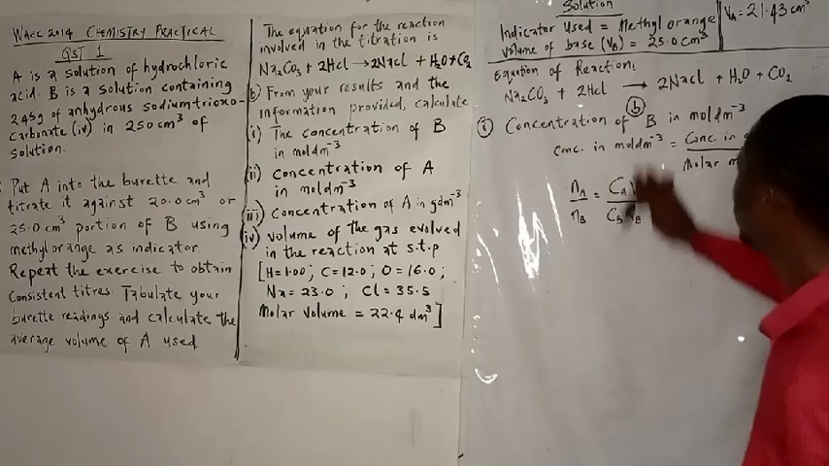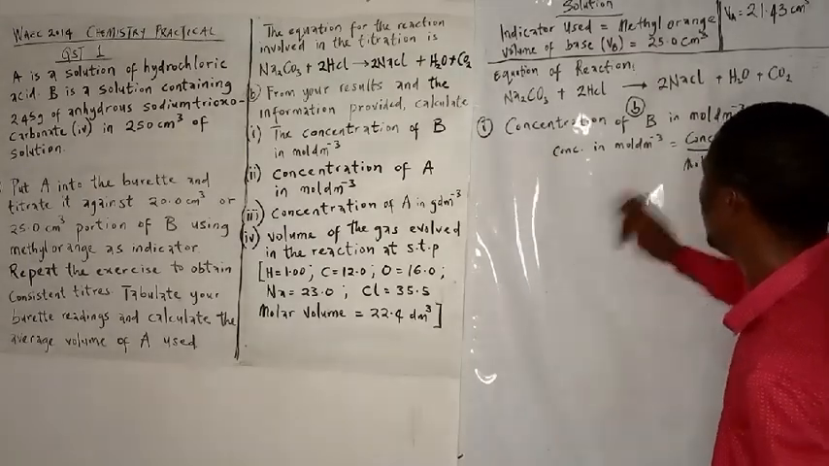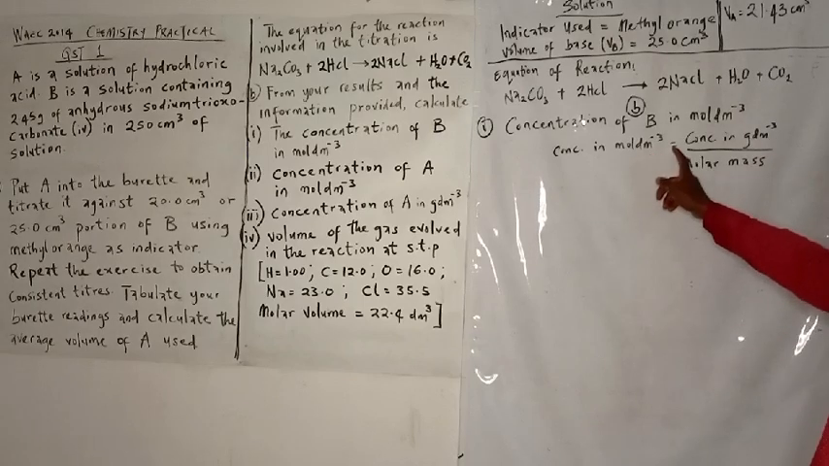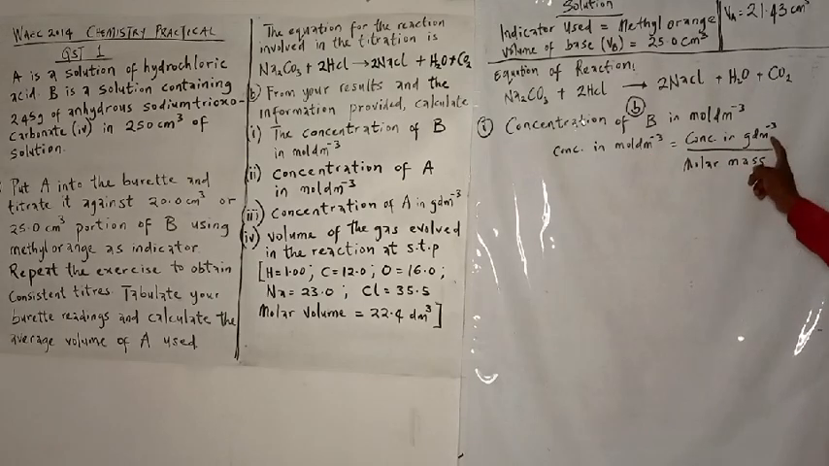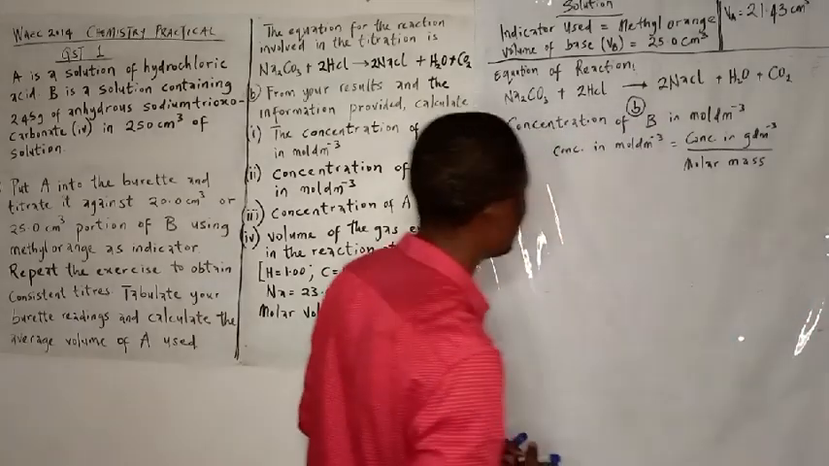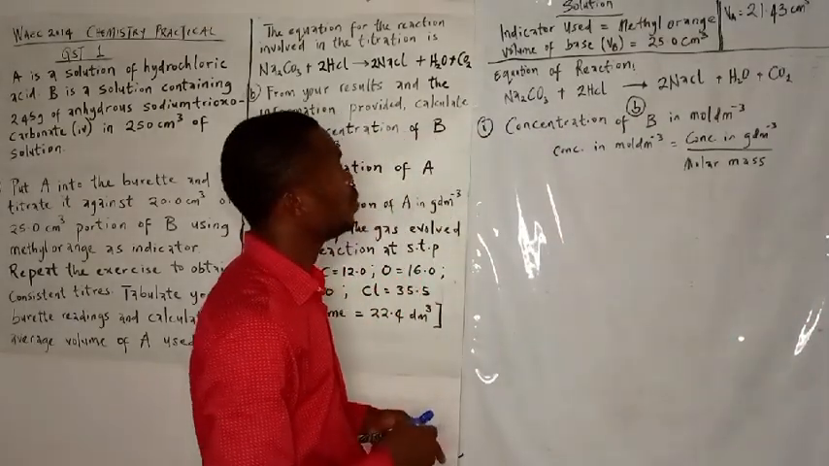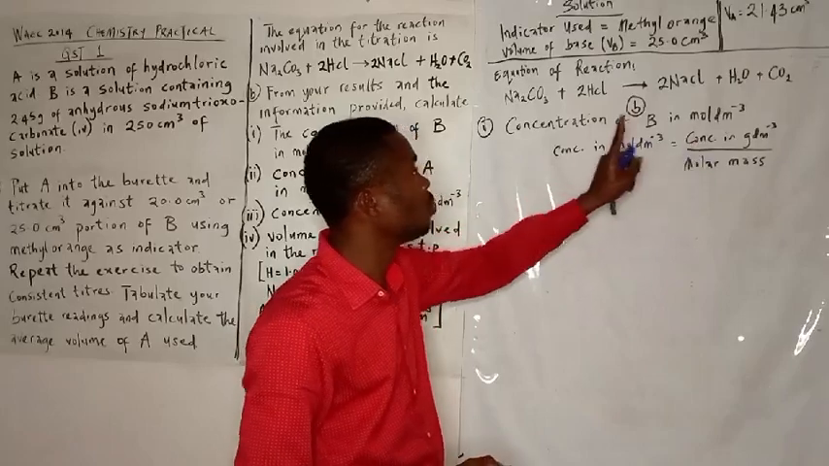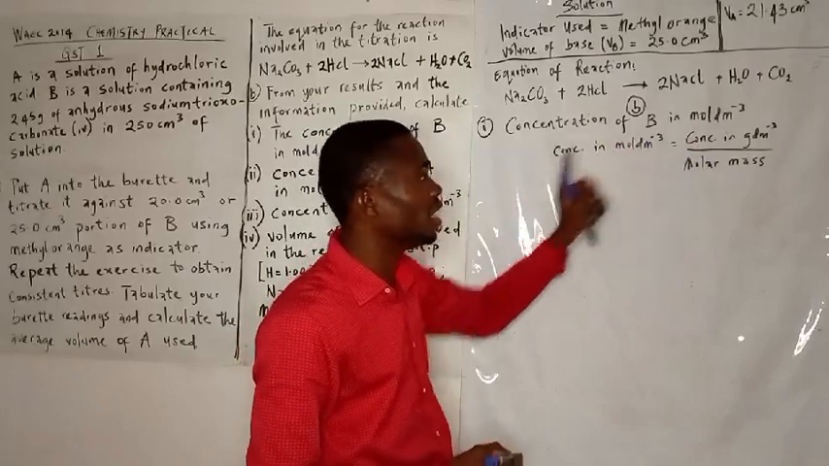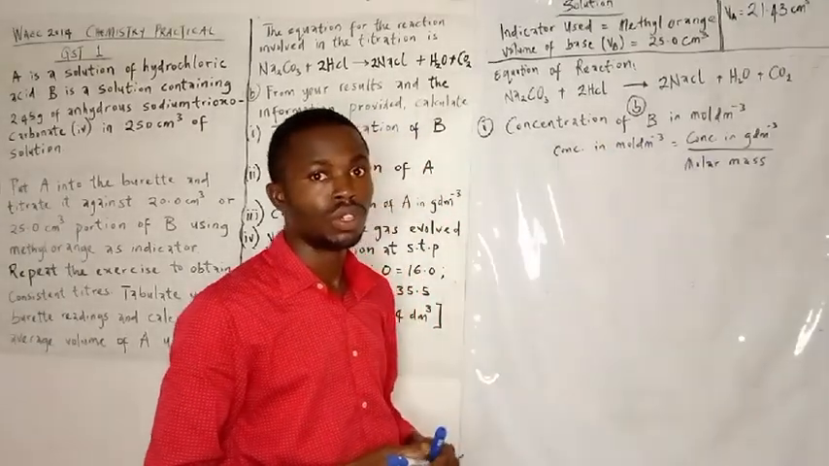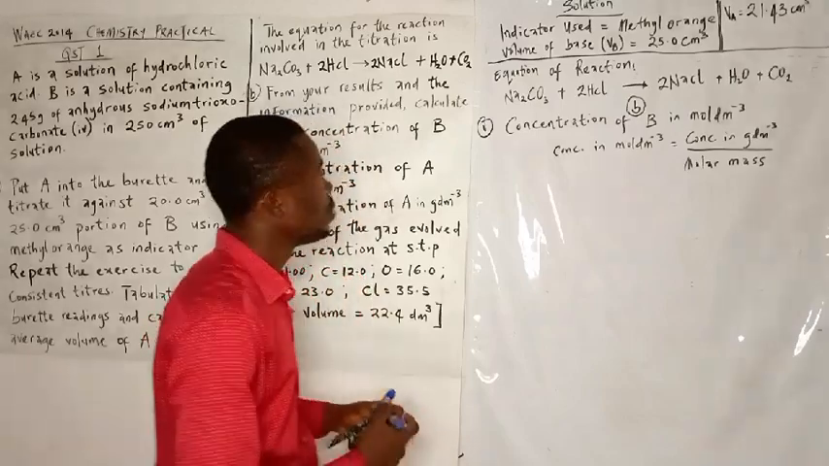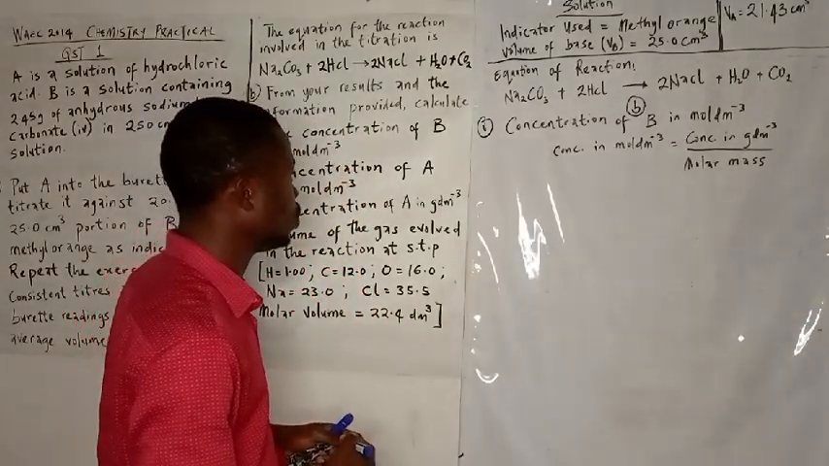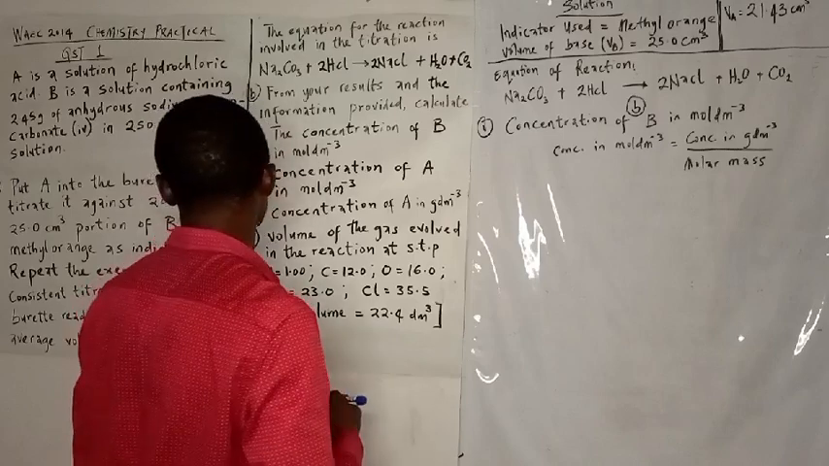So we are going to use the first formula that we have on the board. Concentration in mole per dm cube is equal to concentration in grams per dm cube over the molar mass. So we have to look for two things now: the concentration of B in grams per dm cube, and the molar mass of B, and then we substitute them in the equation to find our solution. So let's look for the concentration of B in grams per dm cube. This is how it goes.